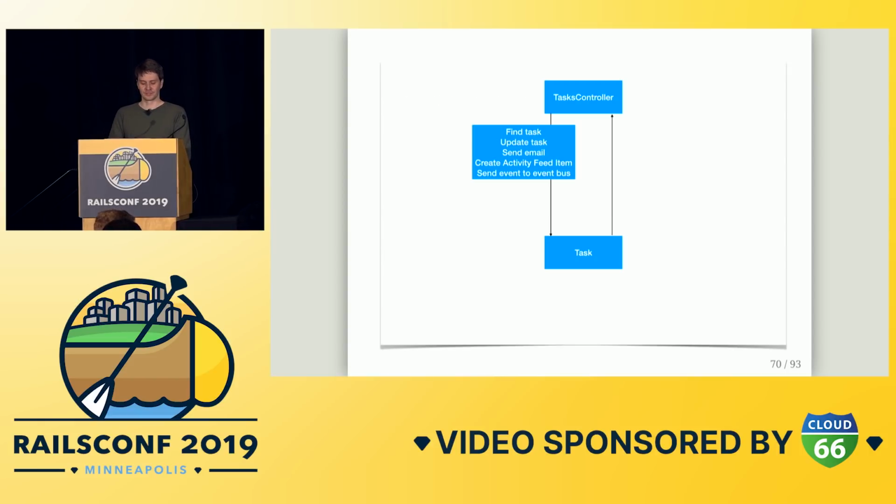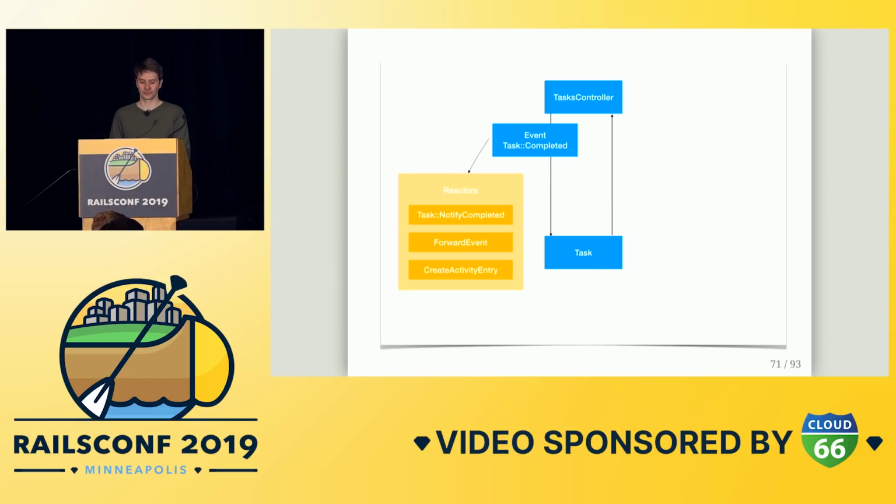So if we go back to the first example of the task controller, the way it was structured was that the controller was finding a task, updating the task, sending an email, creating an activity feed, sending events to the event bus, and then reading the result from the database. With our new approach, we create an event called task completed, and that event will update the task. And on the side, our reactors will send out emails, forward events, and create activity entries. As you can see, all we've changed here is the way that we write data and not the way that we read data.